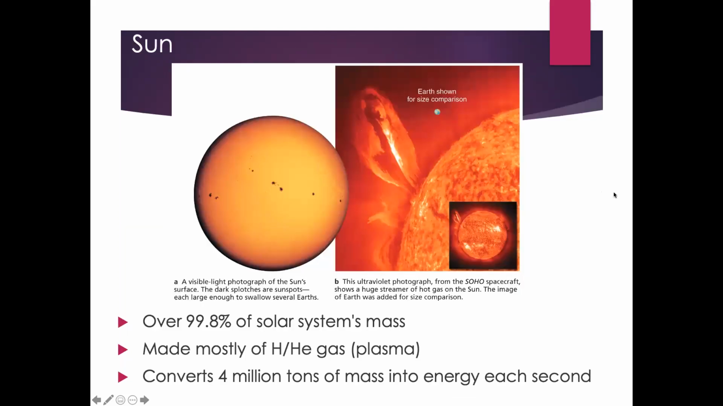All right, so let's start with the sun. You have a comparison here, the size of the Earth compared to the size of our sun. Sun's a whole lot bigger. Of all of the mass, right? Mass is like a measurement of how much stuff something is made of. Of all of the mass in our entire solar system, 99.8% of that mass is in the sun.